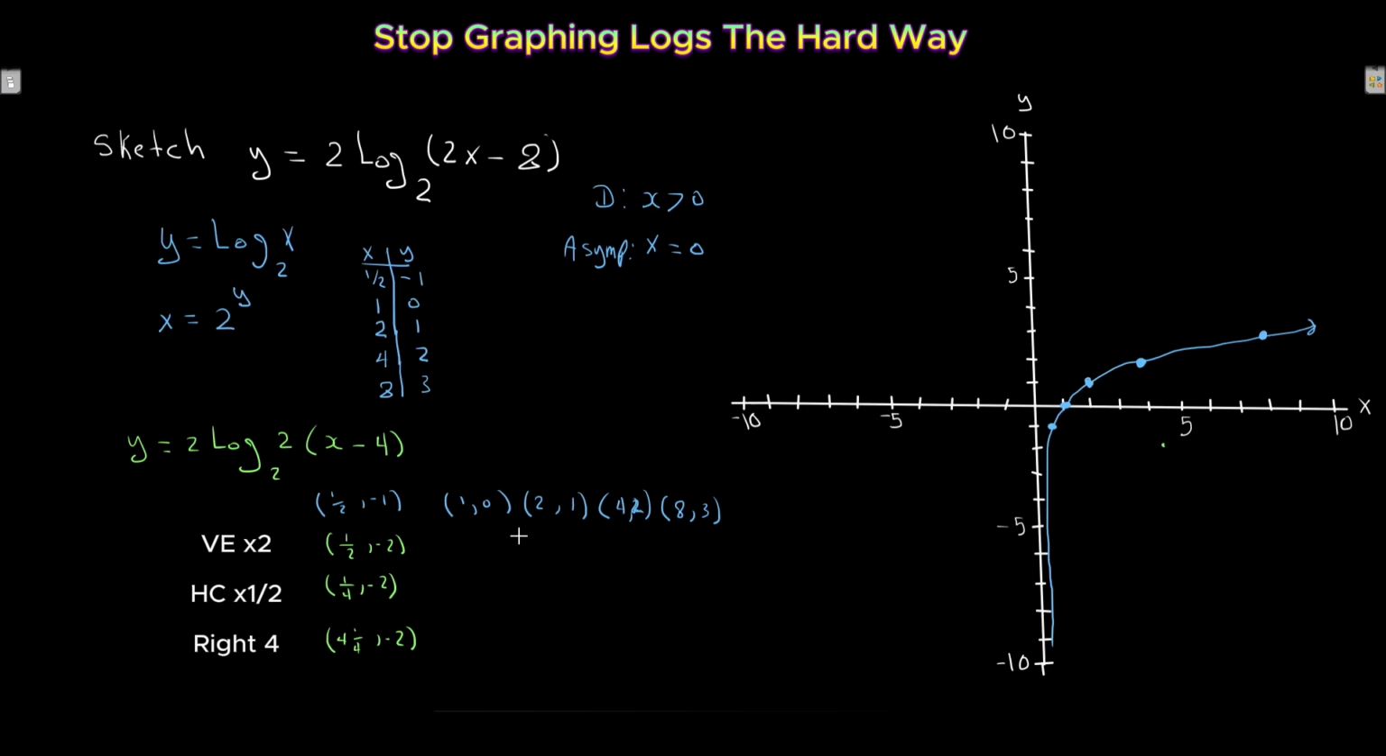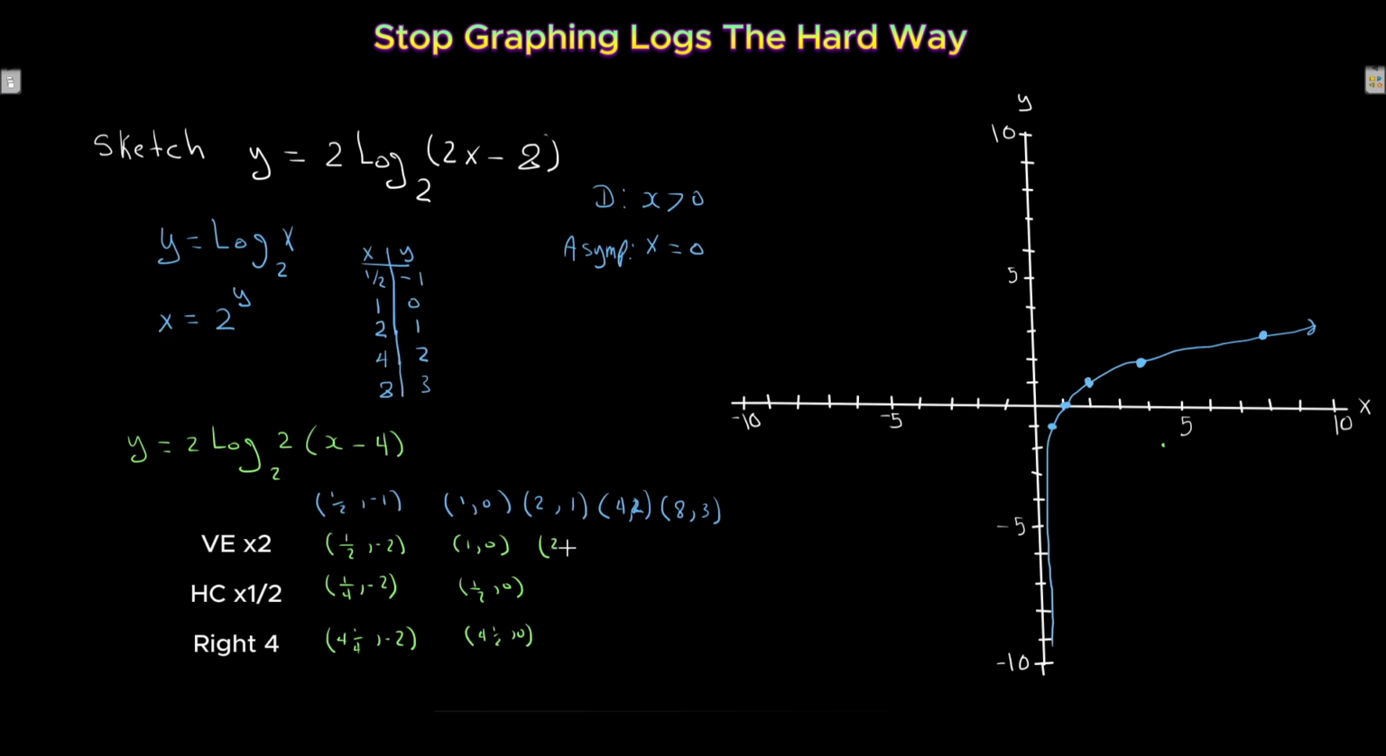And then let's go to this point, vertical expansion. You multiply the y value by 2, it's 0, so nothing changes. And then horizontal compression by half, you multiply the 1 by half, and you get half and 0. And then you move 4 to the right, you add 4 to the x, so 4.5 and 0. So that's my point.